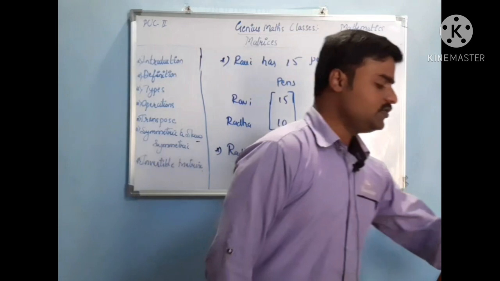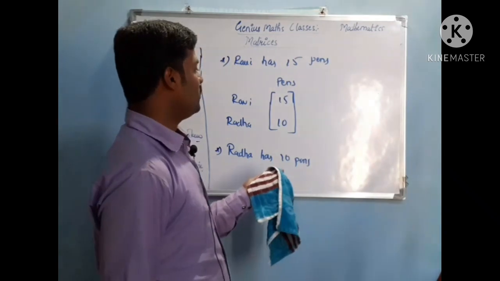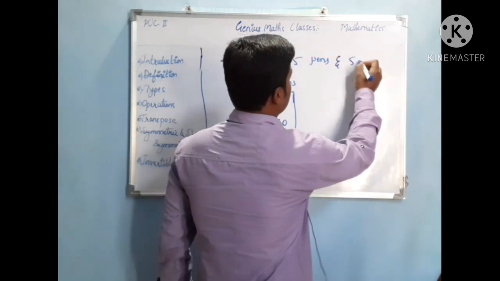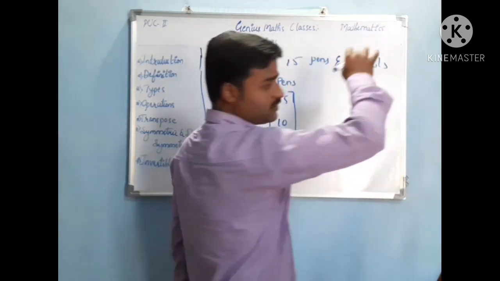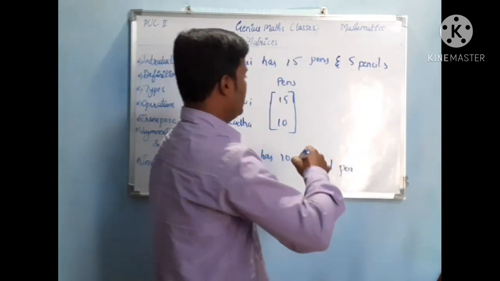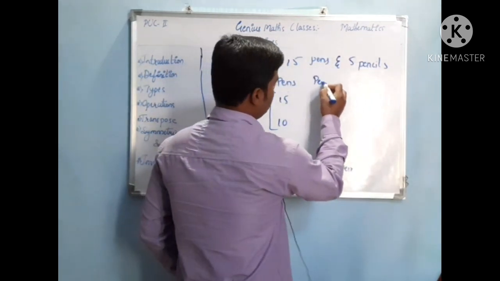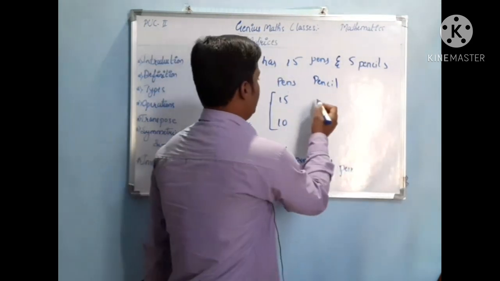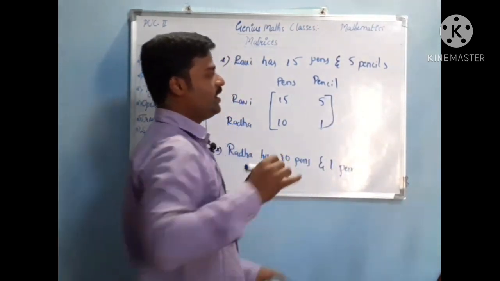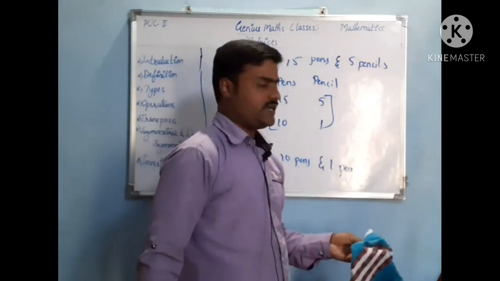Using this concept, if you want one more column, just add another. If he has 5 pencils and she has 1 pencil, make another vertical line for pencils. So Ravi has 5 pencils and Radha has 1 pencil. Similarly, we can add more objects and make it convenient to understand.